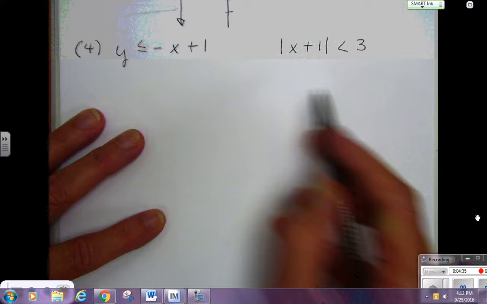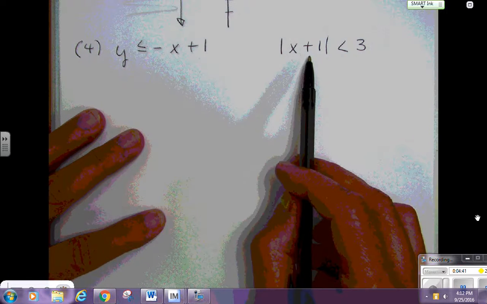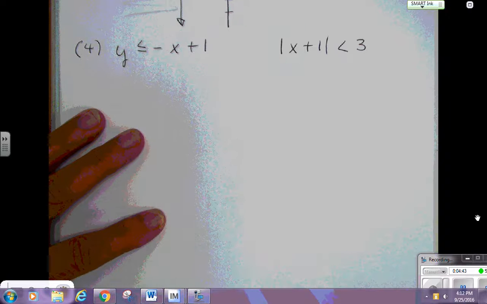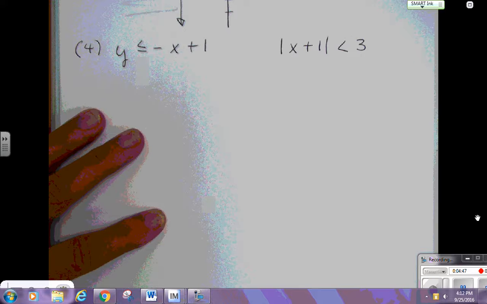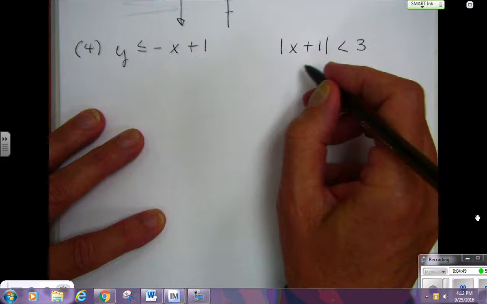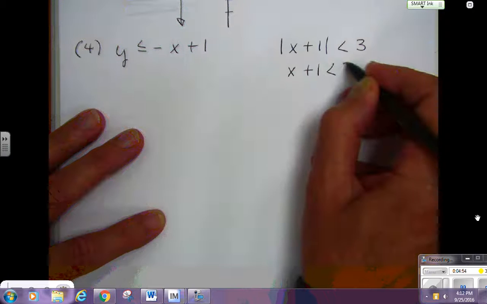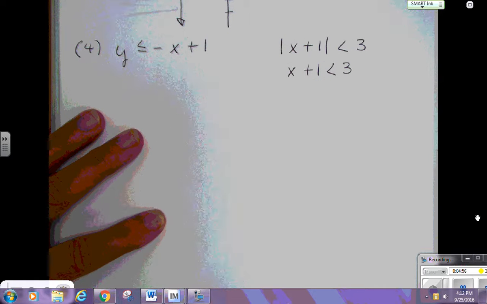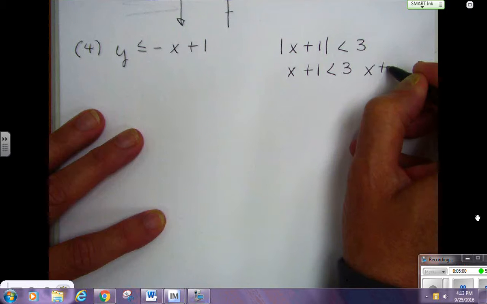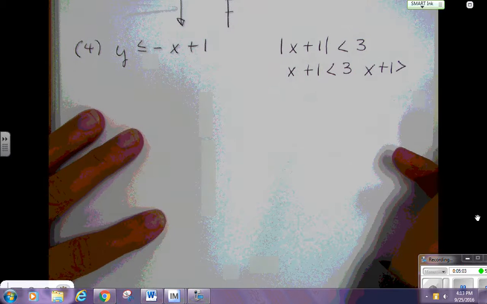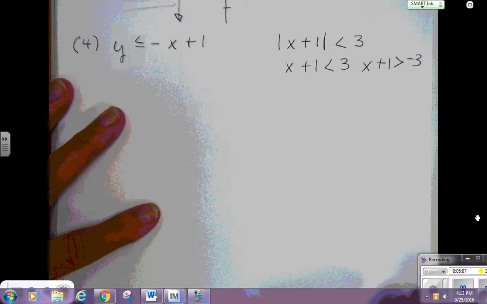Okay, so there's no y in here. So I'm going to have 2 vertical lines. Got to break it up into 2 parts because it's absolute value. First one I'm going to leave just x plus 1 less than 3. The other one, I've got to change the inequality and make it a -3. Okay, so I'm going to let you guys work on this, and I'll work on it too.